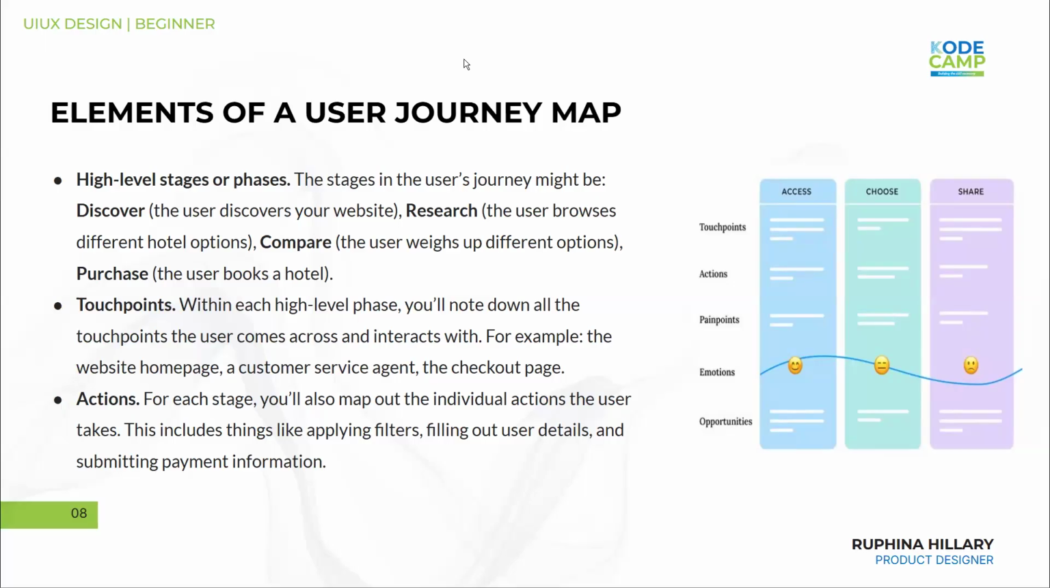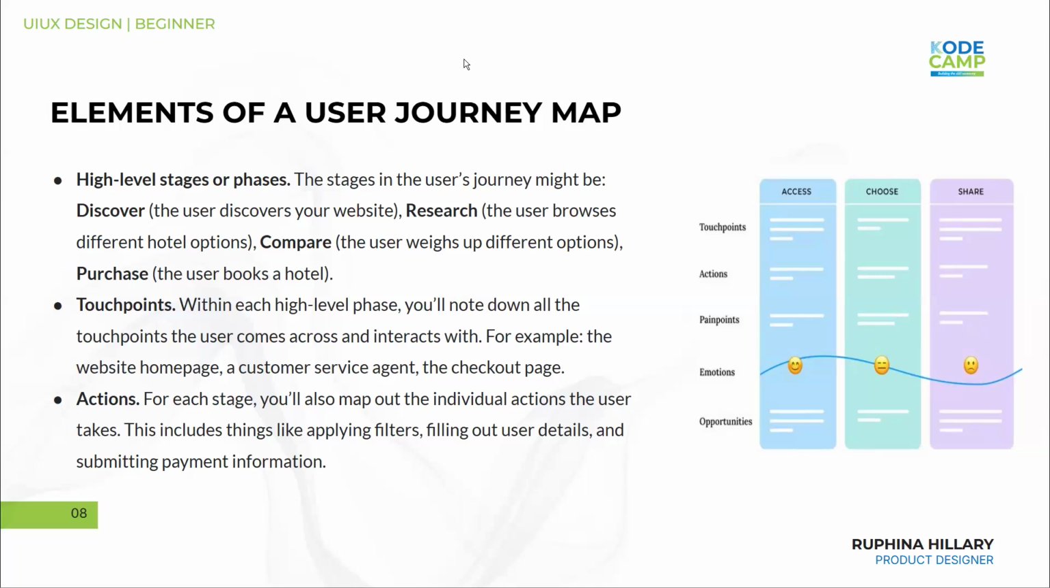Now for the rows, you have the touch points. Within each high level phase, you note down all the touch points the user comes across and interacts with. For example, the website's homepage, the customer service agent, and the checkout page. For the awareness example I gave before, about the e-commerce website, I mentioned Play Store, Facebook ads, and Google Chrome. These are touch points. These are places we are actually interacting with, where we can find these high level stages. Touch points, like the word implies: touch and point.